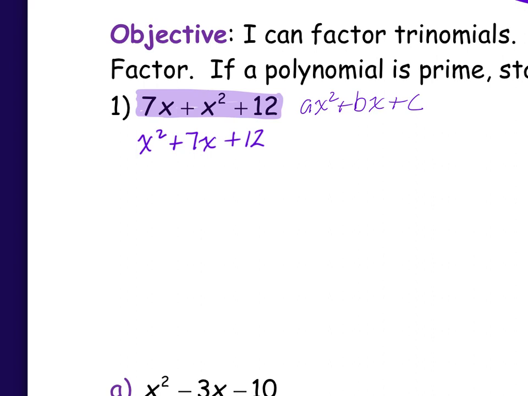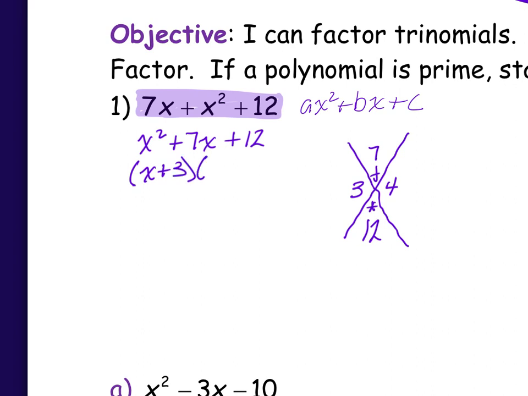I just want to put it in the correct form. And now I can use my little cross, and a is 1, so I can use the simplified version, and I can say, give me two numbers that add to be 7 and multiply to be 12. So two numbers that multiply to be 12 and add to be 7. What are those two numbers? Those numbers are 3 and 4. Good job, you guys. x plus 3 and x plus 4. So that is completely factored. That's how we're going to enter it into our homework today.